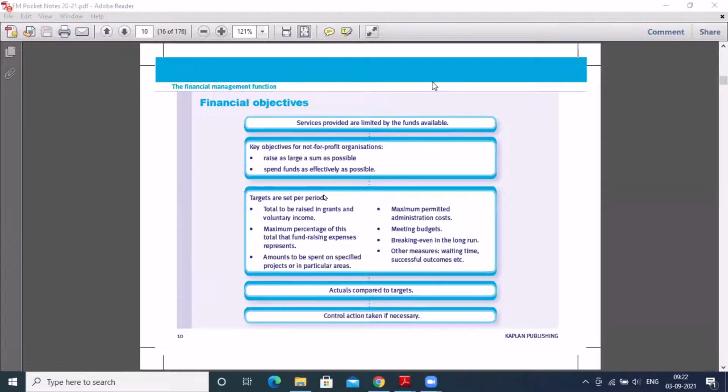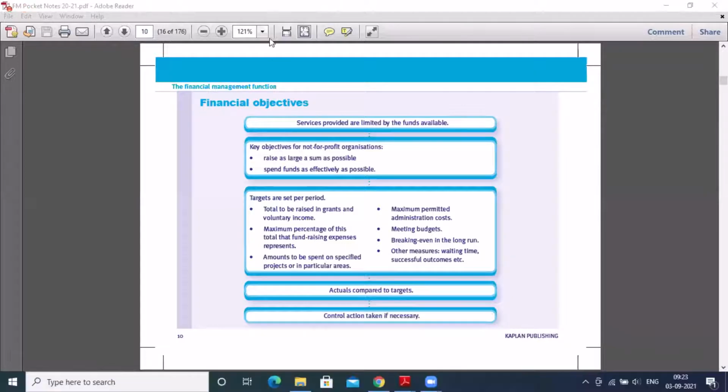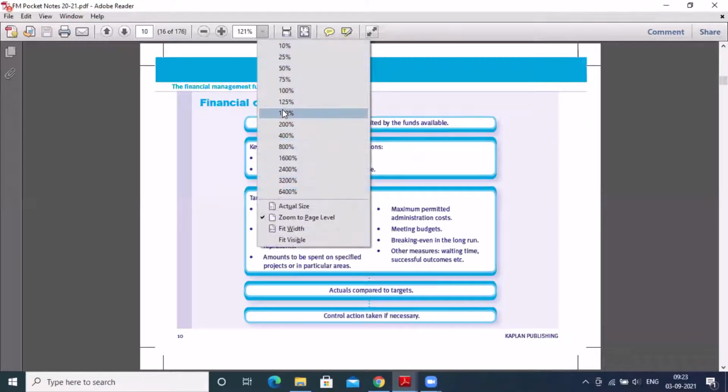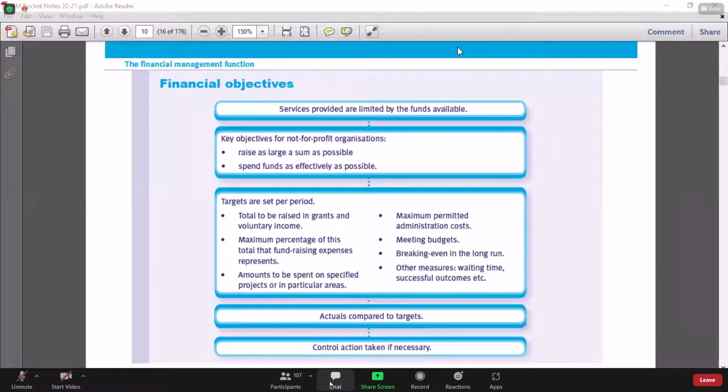Now the next one is that the service providers are limited by the funds available. So next to financial objectives, we mainly focus on the non-financial element of not-for-profit organization. Now before that, let me know whether this font is comfortable or you want me to increase the font. I hope it is clear now. Now the financial objectives. So I request the participants to please focus on this.